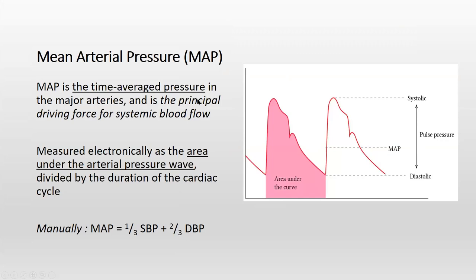Mean arterial pressure. One of the really good things about A-lines is this continuous number that we can get from it. It's a time average pressure in the major artery, and it's the principal driving force for systemic blood flow. And that's why it's so important for us to keep MAP goals in mind. It's measured electronically as the area under the arterial pressure wave divided by the duration of the cardiac cycle. When we have A-lines, the monitor does it for us. Manually, the equation for MAP is 1/3 systolic blood pressure and 2/3 diastolic blood pressure. So the diastolic blood pressure makes a big component of our MAP.